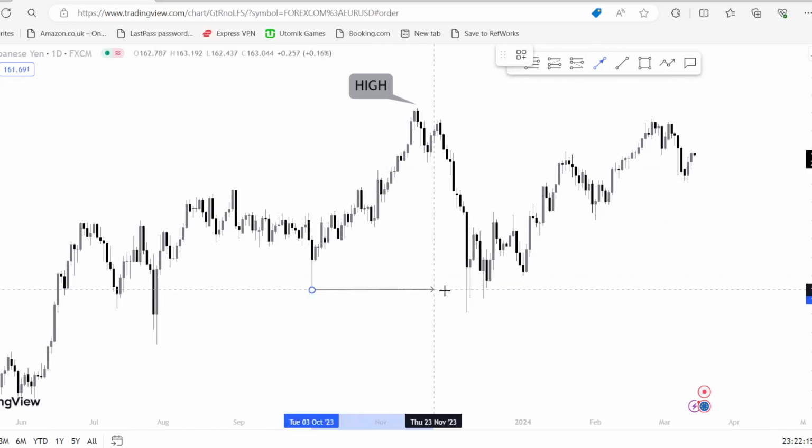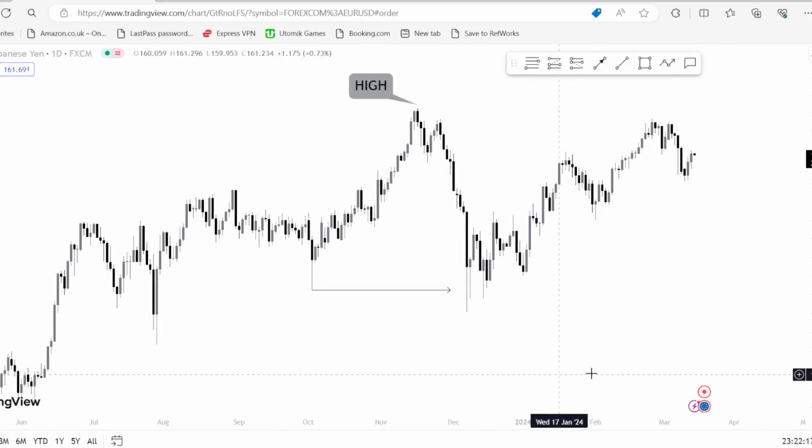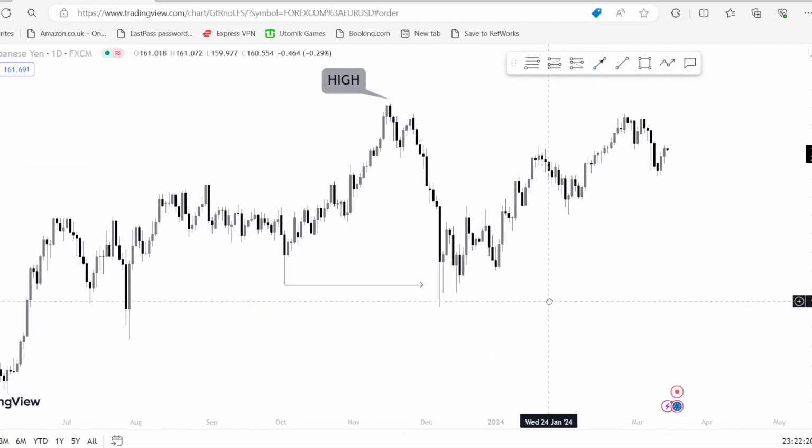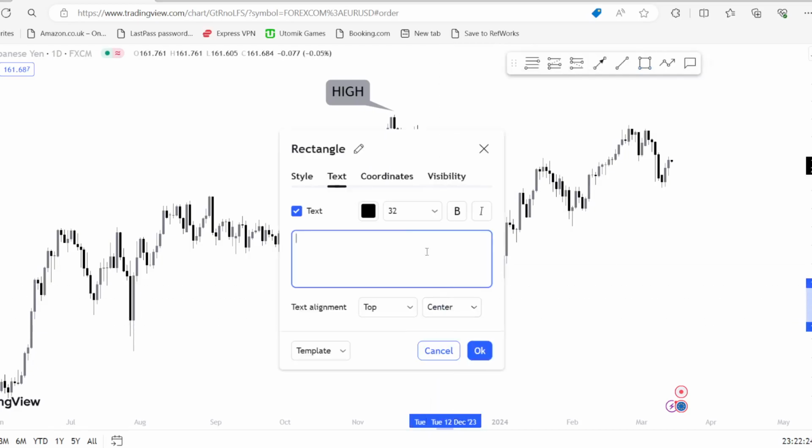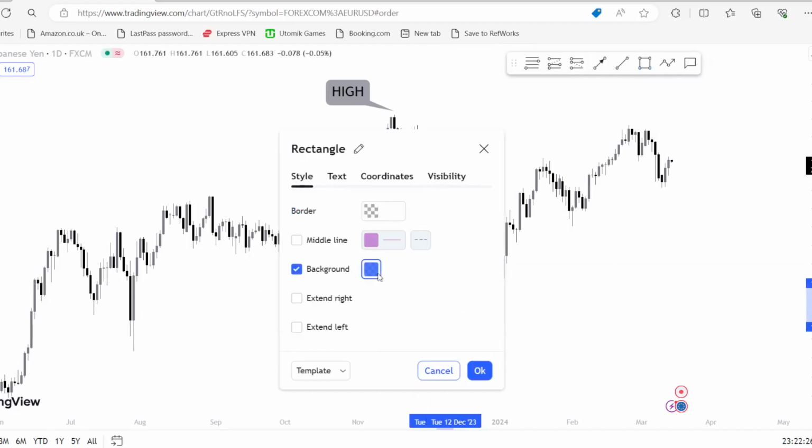Well, let's see. No, it hasn't been broken. It's been swept. So we've seen a sweep of liquidity to the downside. We haven't seen a break of structure to the downside. This here represents what I call a liquidity sweep.